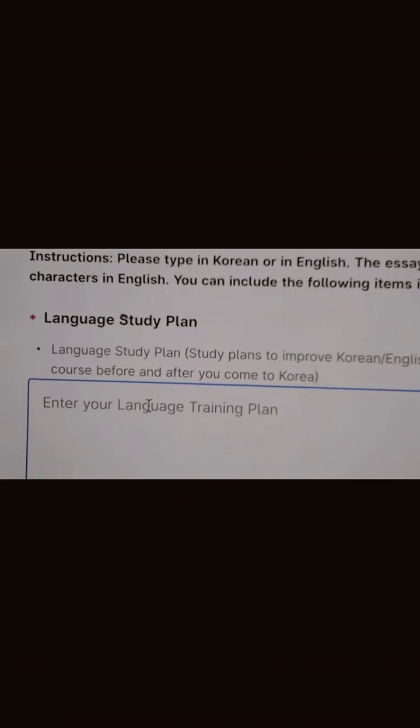5,000 characters as well, but you see here, let me zoom it. So language study plan is 5,000 characters. Goal of study and study plan is also another 5,000 characters maximum. And then future plan for after the study is also 5,000 characters. Now I think in terms of the page limit, the 3 pages for your personal statement and statement of purpose, the study plan part, it's still almost the same.